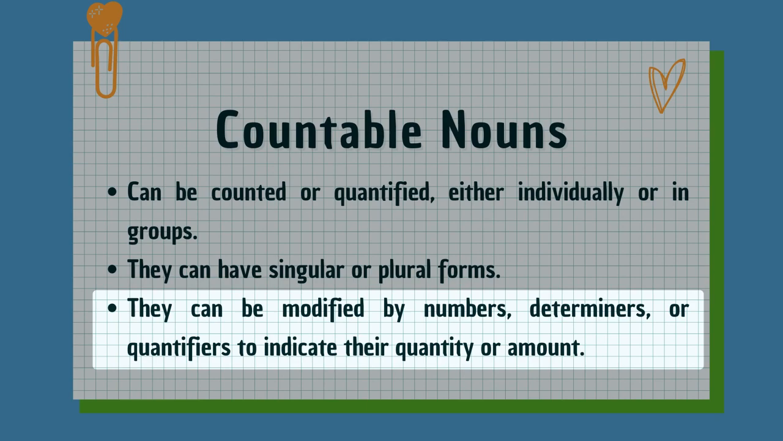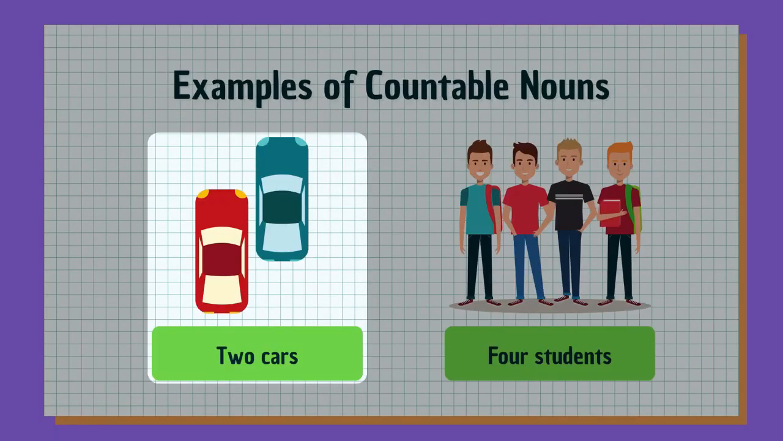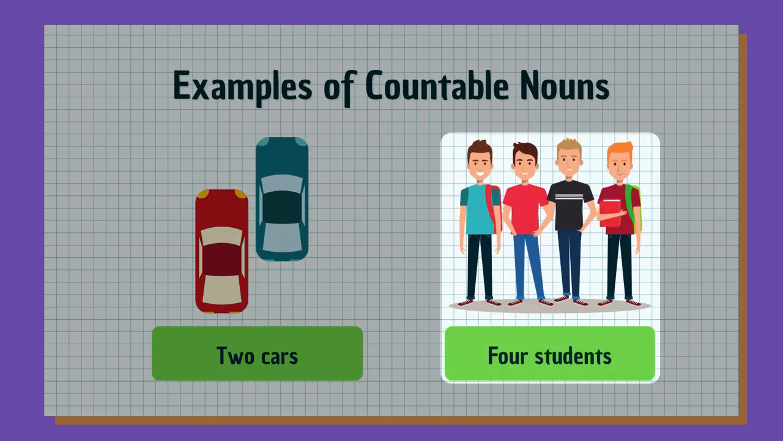or amount. For example, 2 cars, this is a phrase that contains a plural countable noun, cars, which is modified by the number 2 to indicate its quantity. It names 2 vehicles that can transport people or goods. 4 students, this is a phrase that contains a plural countable noun, students, which is modified by the number 4 to indicate its quantity. It names 4 people who are studying or learning something.